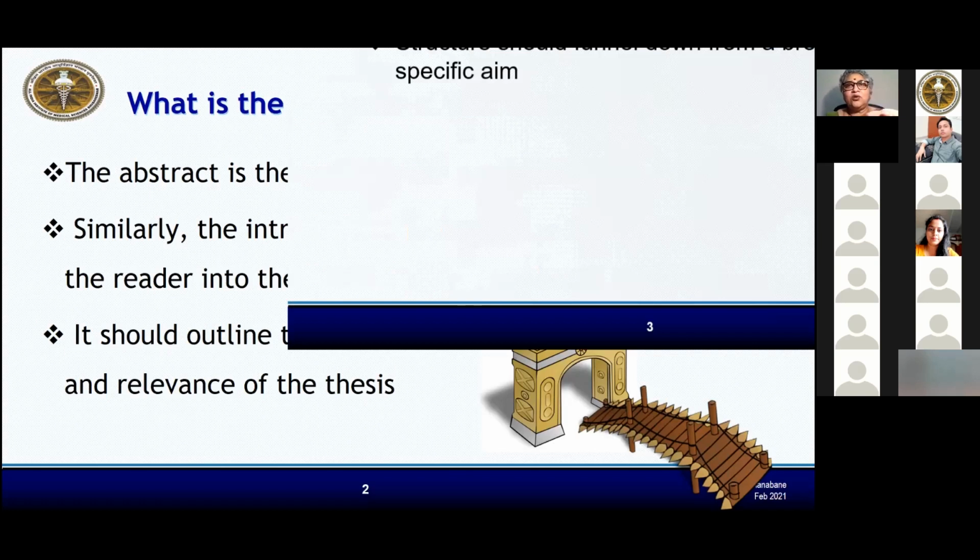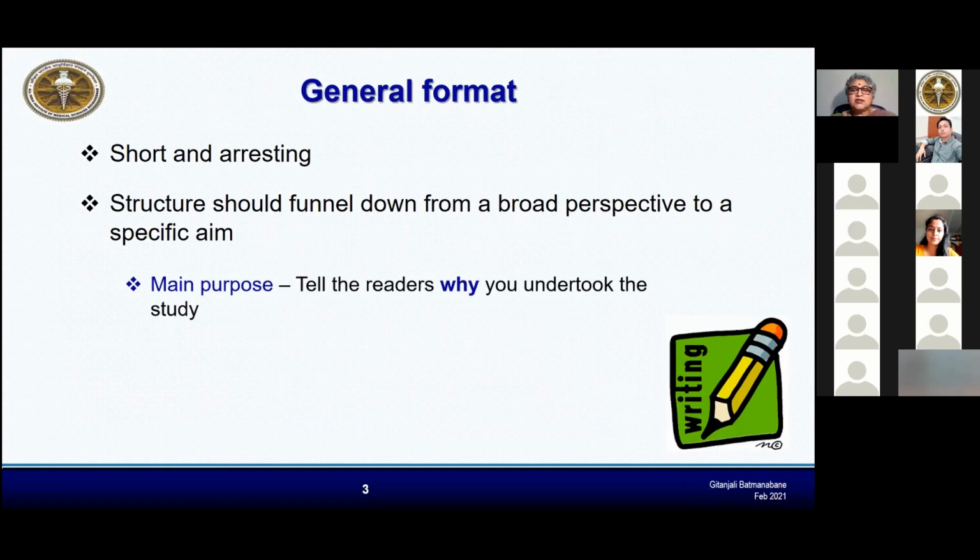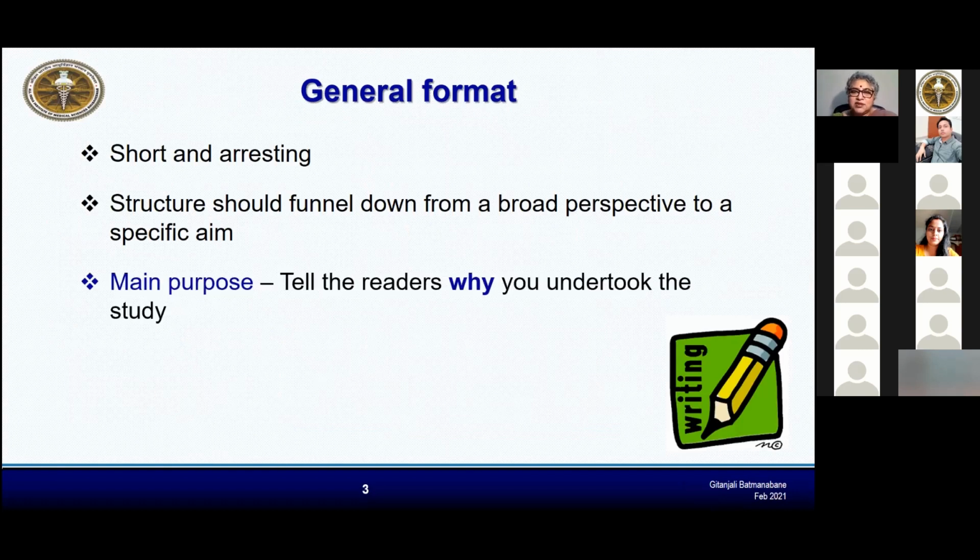Generally you expect it to be short and arresting, and the structure should funnel down from a broad perspective to a specific aim. So it is like an inverted pyramid or triangle or whatever you want to call it. So this is the general format. But what is the purpose? The purpose is to tell the readers why you undertook the study.